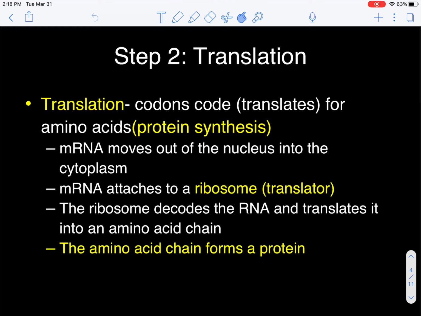So think about, I know a lot of you may take Spanish, French, Mandarin, or Hebrew. If you ever use Google Translate, you type in the English version, you hit translate, and Google Translate will change the words to either Spanish, French, Hebrew, or Mandarin. So that's what your RNA does. Your RNA attaches to the ribosome, and the ribosome translates it. So the ribosome is like Google Translate. And the ribosome decodes the RNA and translates it into an amino acid chain. The amino acid chain forms a protein.